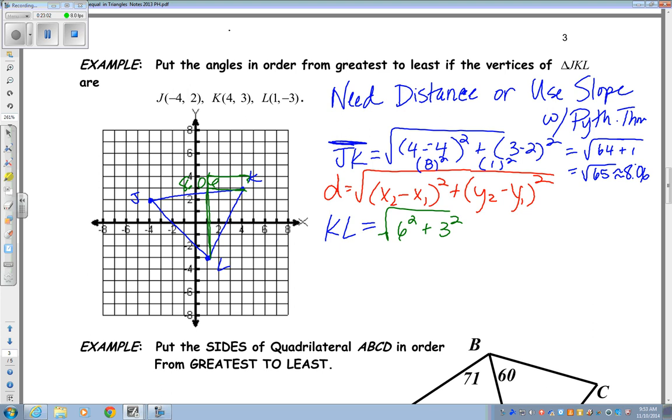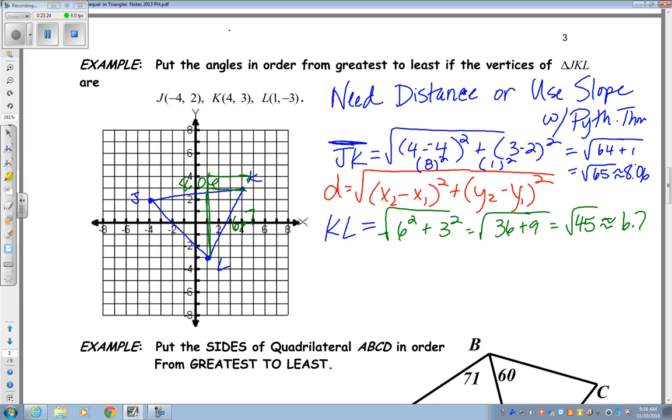Alright, so that basically is going to give me 36 and 9. What's 36 and 9? 45, so I'm going to take the square root of 45, which is approximately what? 6.7? Alright, so that lets me know that this side, KL, is 6.7.